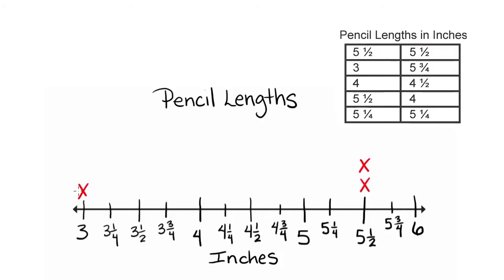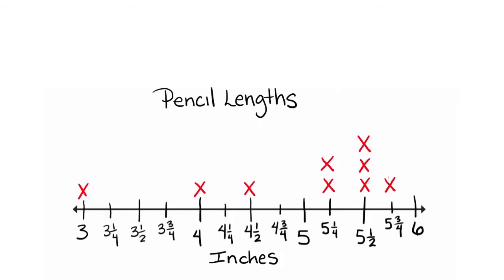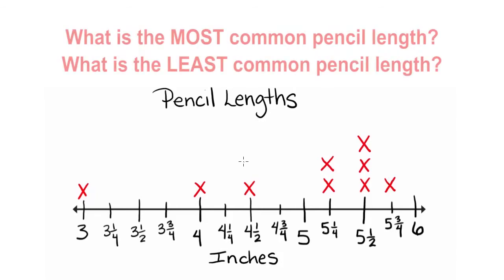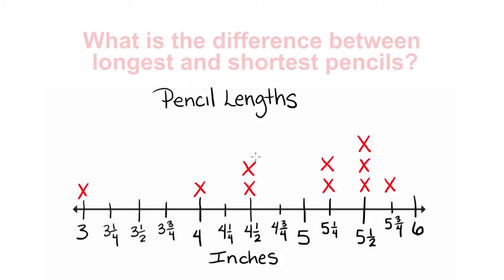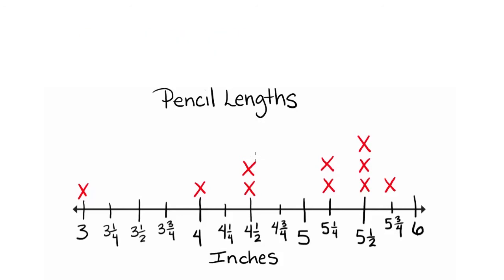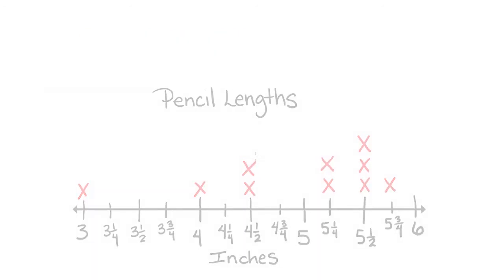As your child is creating the line plot, help them to take care in equally spacing the X's horizontally and vertically, and make each X the same size. If the data is not placed carefully, it can make the line plot difficult to read and wrong conclusions may be drawn. Once the line plot is created, have them look at the data and answer questions like, what can you tell from the line plot? What is the most common pencil length? The least common? What is the difference between the longest and shortest pencil? This will help them to think about the data and use it to solve problems and draw conclusions.